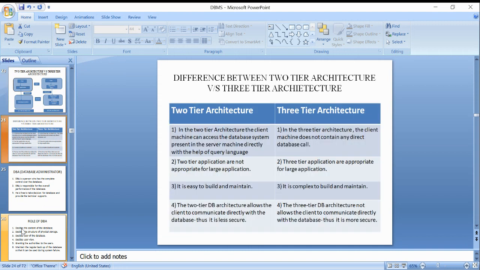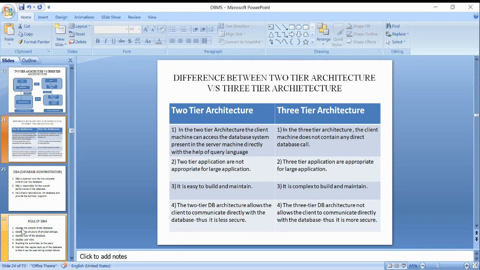Now coming to the difference between two-tier architecture versus three-tier architecture. Two-tier architecture. In the two-tier architecture, the client machine can access the database system present in the server machine directly with the help of query language. Three-tier architecture. In the three-tier architecture, the client machine does not contain any direct database call. Two-tier architecture is not appropriate for large applications. Three-tier applications are appropriate for large applications.